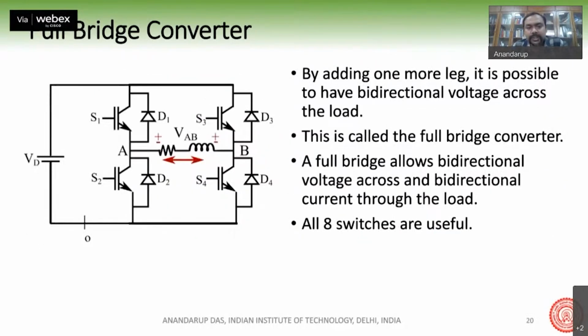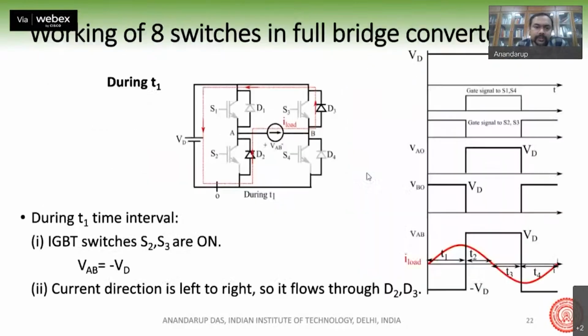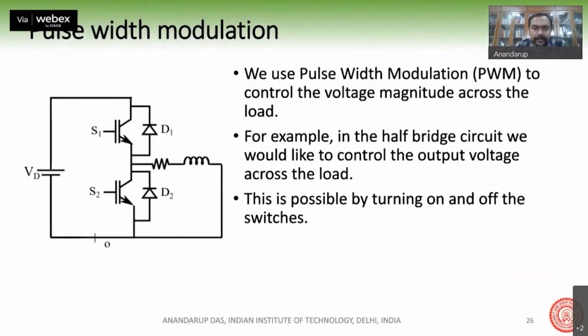And with the half bridge, now it is possible to have a full bridge converter by adding one more leg. So in this case, we have 4 switches and 4 diodes, and it will allow a bidirectional voltage across the load and a bidirectional current through the load. So the current can flow from left to right or right to left in the VAB voltage that is coming across this RL load in the circuit. So this is what is also explained here.